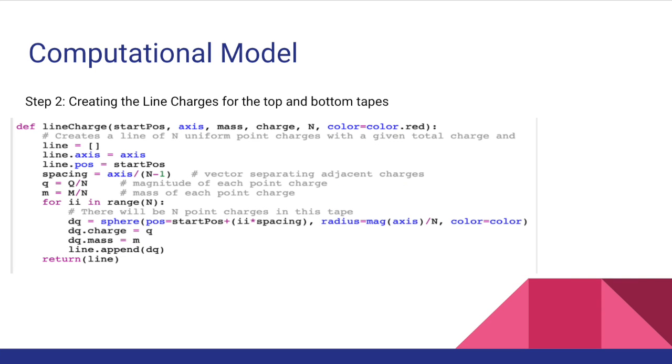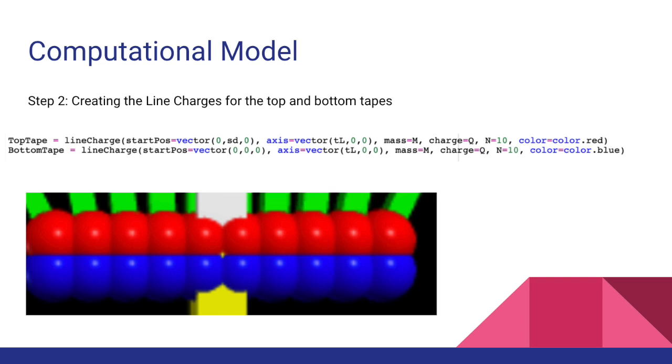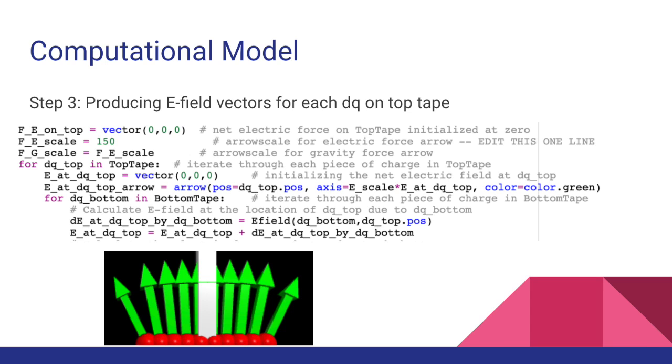The next key step is to create the line charges for the top and bottom tape. This function creates a line of uniform point charges, each with a charge and mass. Since I produced 10 point charges, each point charge will have a charge of the total charge divided by 10 and a mass of the total mass divided by 10. I called on the line charge function to produce my top tape and bottom tape. The uniform point charges in the top tape will be represented by red spheres, while the uniform charges in the bottom tape will be represented by blue spheres. Both the tapes have a length corresponding to the tape length I used. The bottom tape is positioned at the origin, while the top tape has a y-coordinate value corresponding to the separation distance.